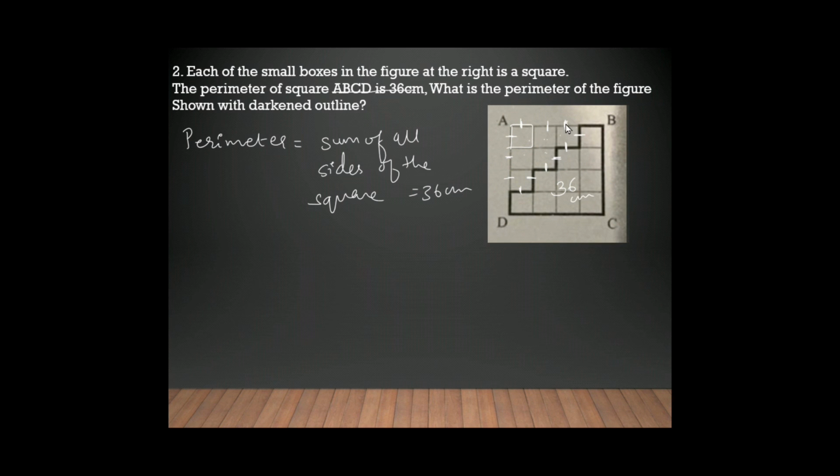Okay, I hope you have understood. Since these 6 small sides of the squares we are leaving to form the darkened outline, that's why when we count the sides over here, they are also 6, which is nothing but equal to this side. So that's why the perimeter of this darkened figure is again 36 centimeters.